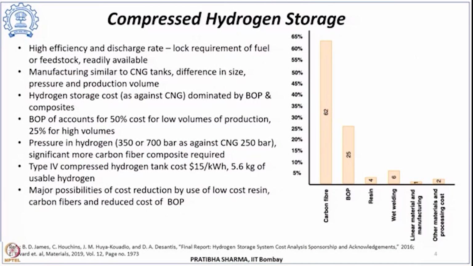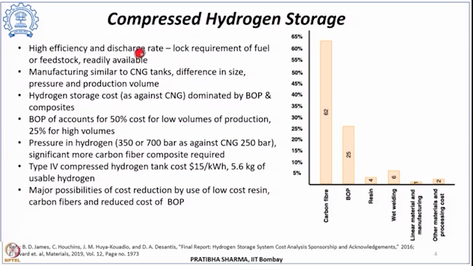Now let us consider the second method of storage that we have seen, compressed hydrogen storage. This particular method of hydrogen storage in compressed hydrogen tanks has high efficiency, and we can get a high discharge rate. Depending upon the requirement of fuel and feedstock, we can achieve the required efficiency and discharge rate. At the same time, these can be readily available wherever they are required.